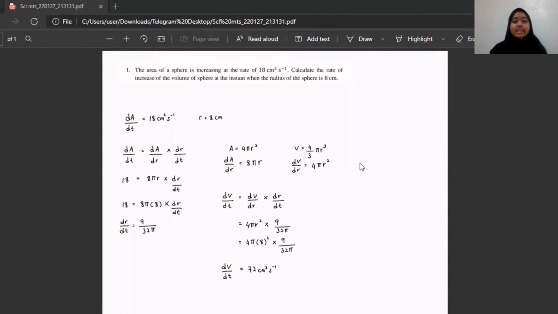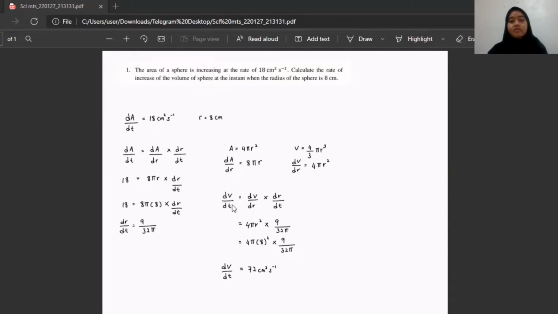Okay, the first question is, the area of a sphere is increasing at the rate of 18. Calculate the rate of increase of the volume of the sphere at the instant when the radius of the sphere is 8. The question gives the info that dA per dt is equal to 18 and the radius of the sphere is 8. So question 1 asks for the rate of increase of the volume of the sphere, which is dV per dt.